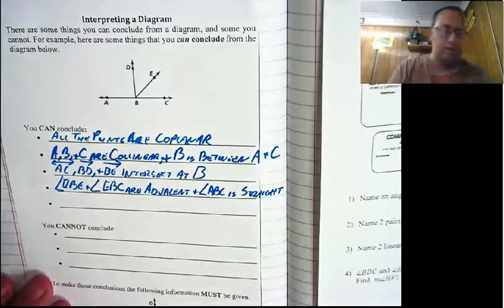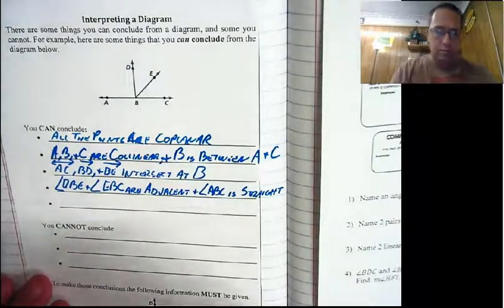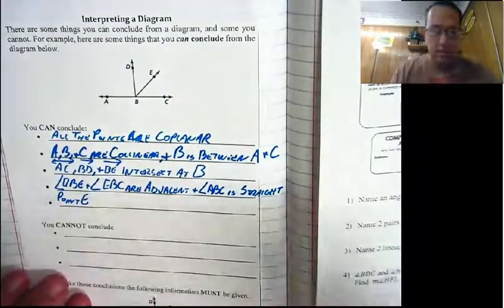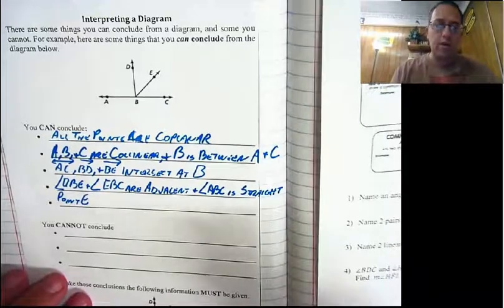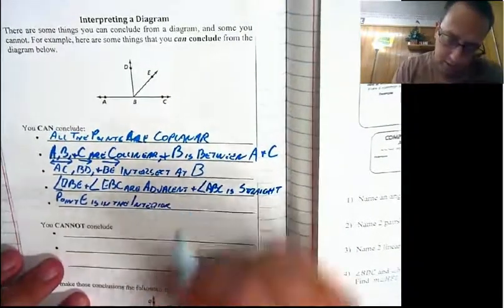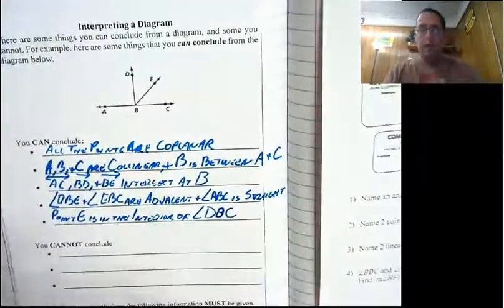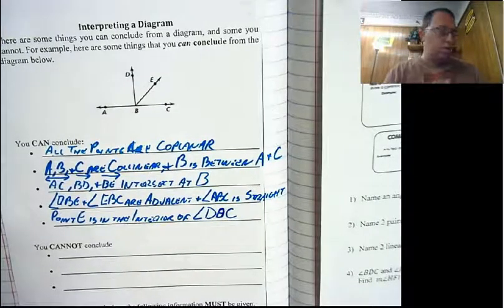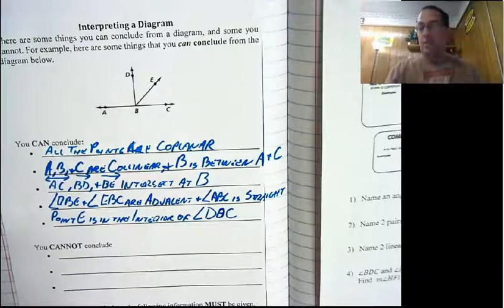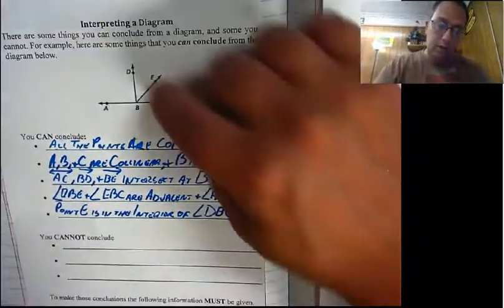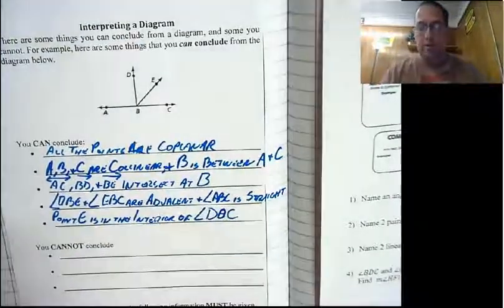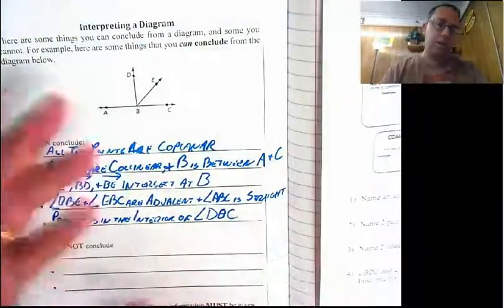And the last thing on here that we can assume to be true is that point E is in the interior of angle DBC. Again, we can assume that things are in the relative position to where they appear to be. Not necessarily in the exact position, but the relative position. We know it's somewhere inside angle DBC. We're not going to assume that, well, it's drawn there, but it could be anywhere.